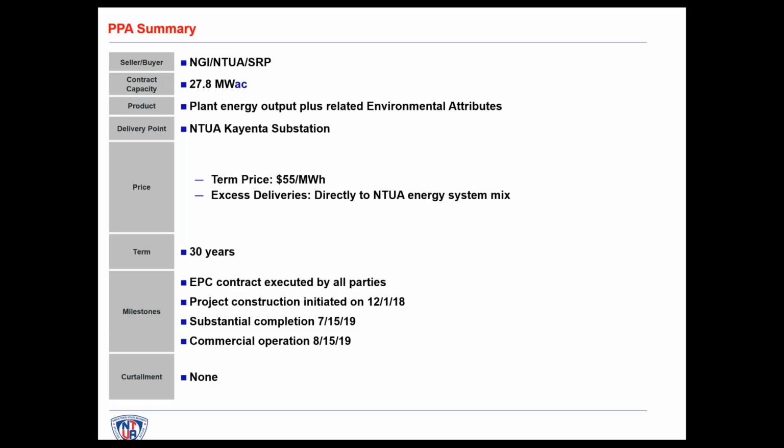In this case, for Kayenta 2, our term price is $55 a megawatt hour. Now, that was back in 2019. Actually, it was negotiated earlier than that. Prices have dropped since that time. So again, and Edward mentioned that in his presentation, it's a moving target. Term is 30 years. The EPC contract has been executed. Construction dates are shown.